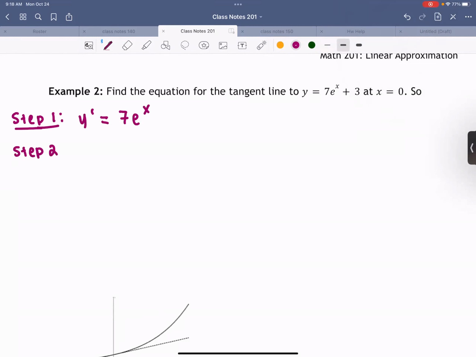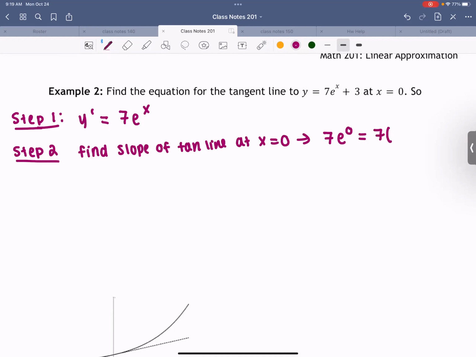Step number 2 is to find the slope of the tangent line at my specific point, x equals 0. And what that's telling me to do is to plug 0 into my derivative, right? So I'm going to plug in 0 for x. What's e to the 0? 1, right? Anything to the 0th power is 1. So 7e to the 0 is actually 7. Okay, so I know that my slope is 7.